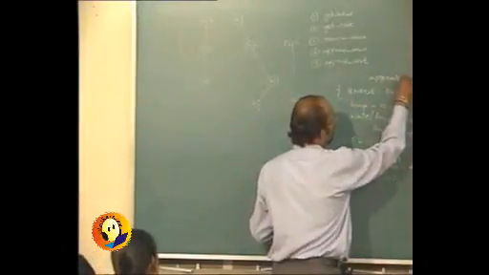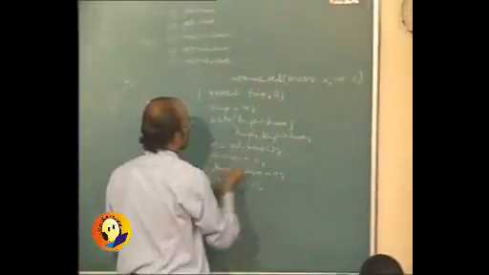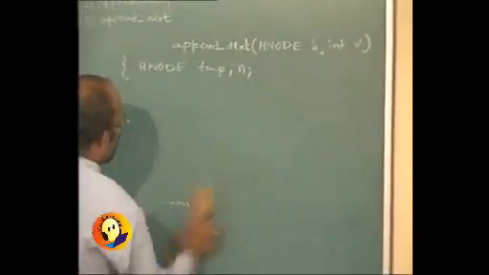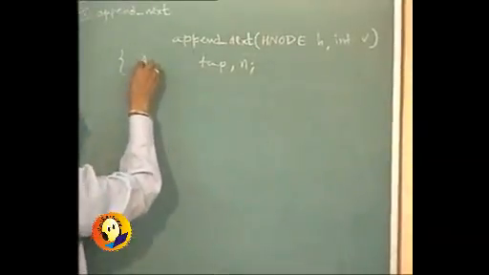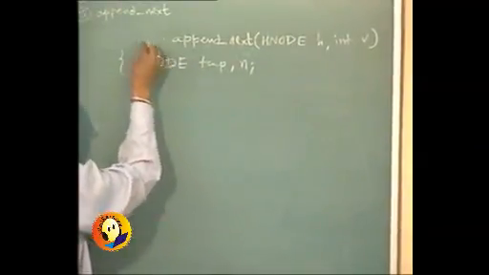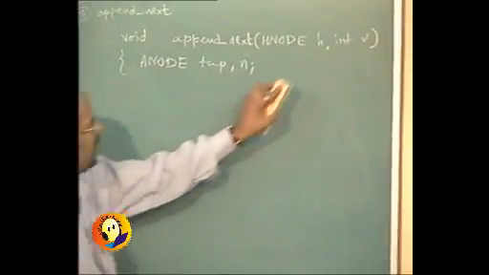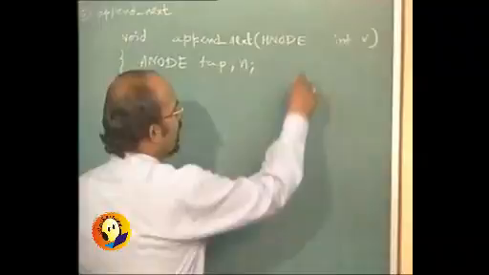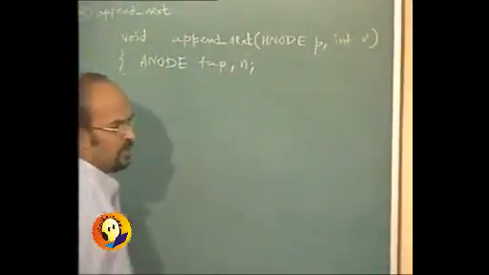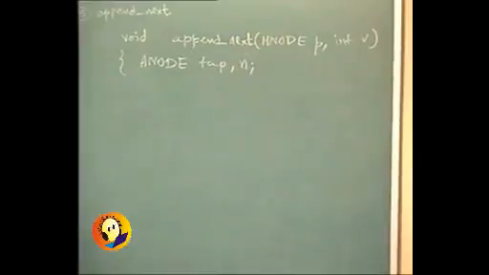Append next. I am still sending H node type H, whereas I know that this header is not the header of the linked list. You can modify this to H node type something like P, just to avoid the confusion, because it need not be called with the actual header. It will be some down list node whose next is to be appended. So I am just changing it to P.